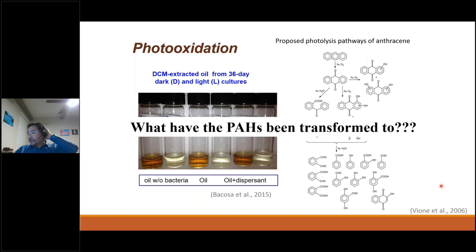The question I'm further interested in is, once they are destroyed, it's not like they go to CO2, right? They can't go all the way back to CO2 unless you're talking about biodegradation. So maybe a lot of compounds are being formed. So I'm interested to see what exactly, how the PAHs are transformed, and into what.